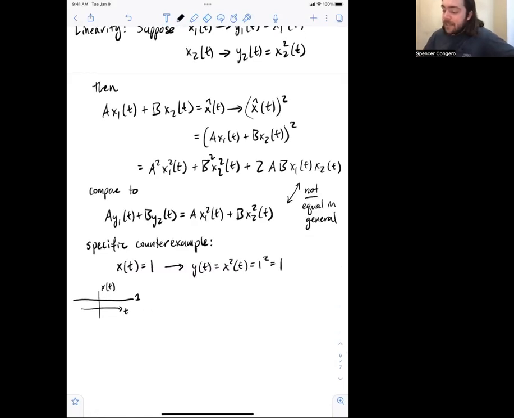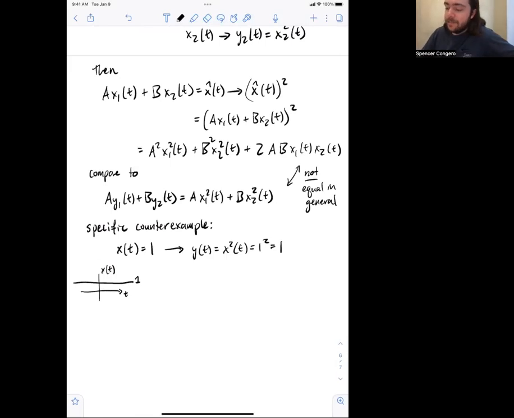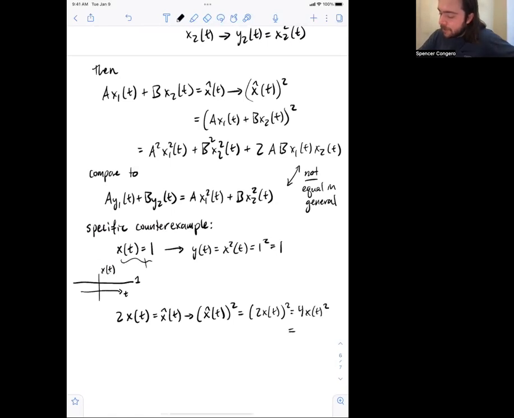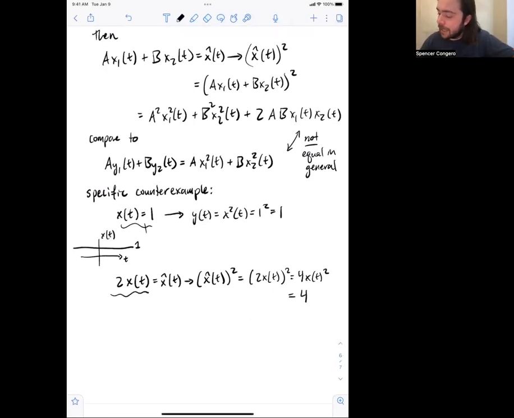Now let's see what happens when we put in some constant times that function. Let's put in 2 times x of t. What do I get out? I get out that whole function squared. Let's call this a new name, x hat of t, squared. And x hat is 2 times x of t, squared, which is 4 times x of t squared. And remember, x of t squared also equaled 1. So I just get out 4. I put in 2 times x of t, and I got out 4.